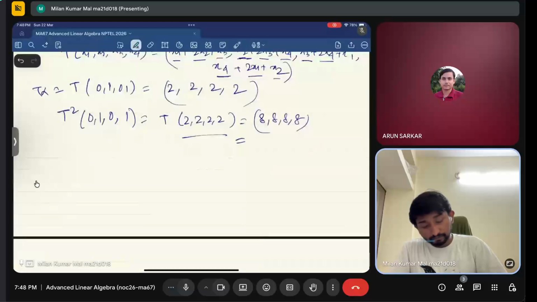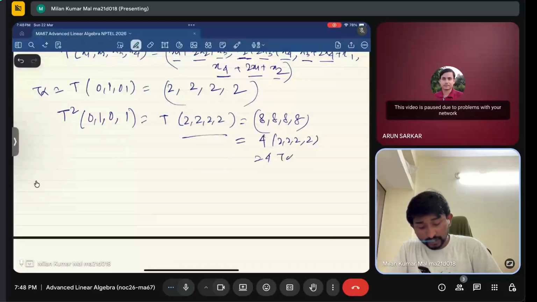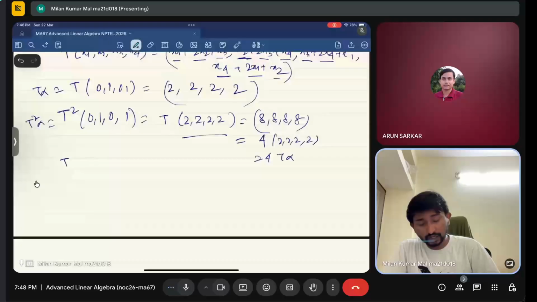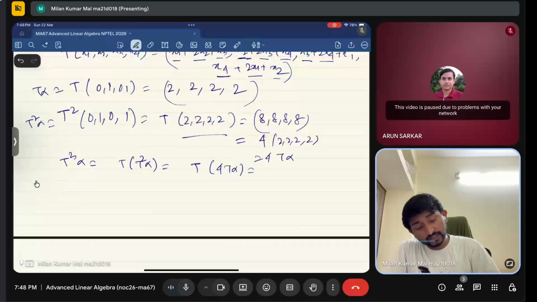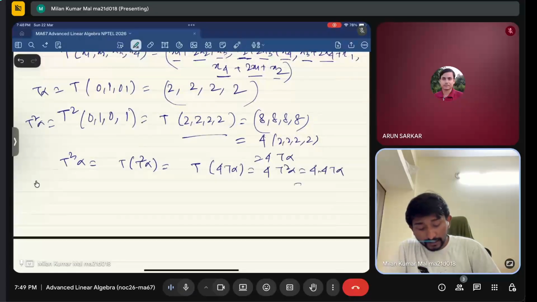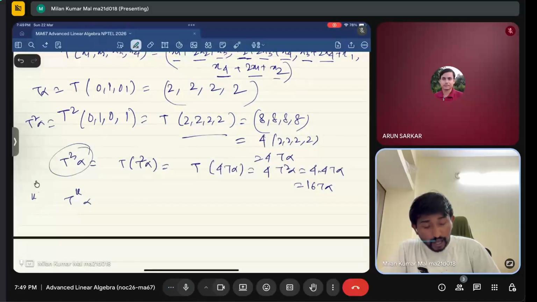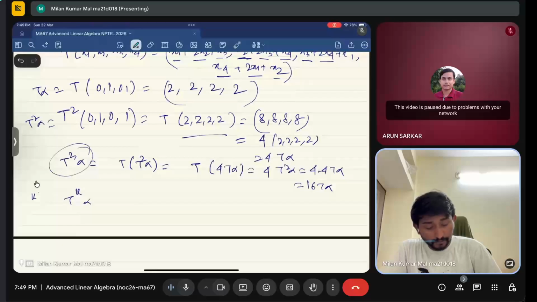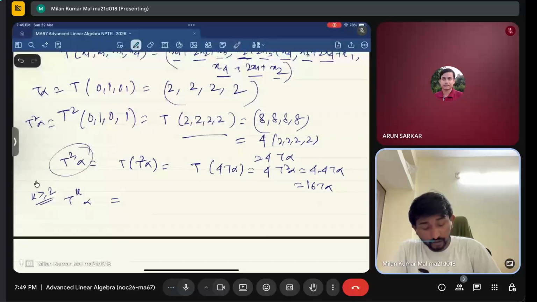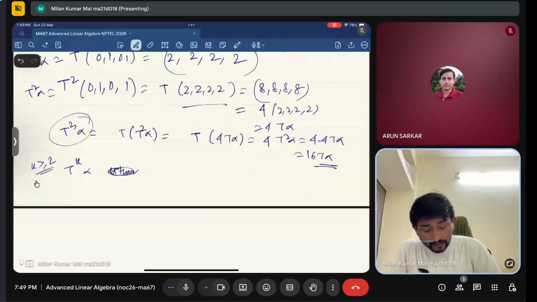That is equal to 4 times T alpha. So what we got, T squared alpha is equal to this, that means T cubed alpha is equal to T of T squared alpha, that is equal to T of 4 T alpha, that will be 4 times T squared alpha, and that will be 4 times 4 T alpha, that is equal to 16 T alpha. So whatever power we give, T^k alpha, if k is greater than or equal to 2, then T^k alpha will be in the linear span of T alpha and alpha.